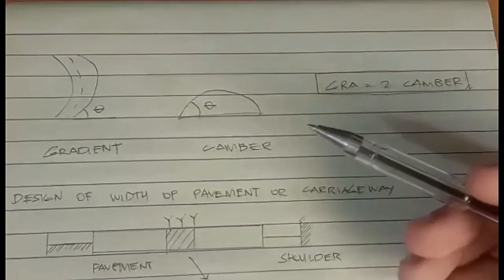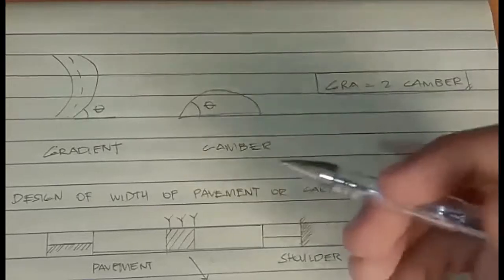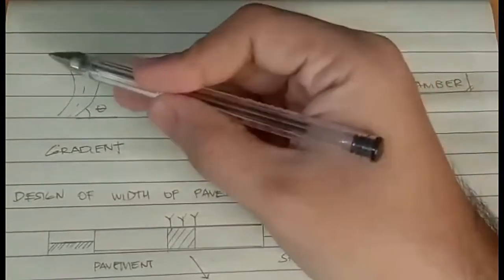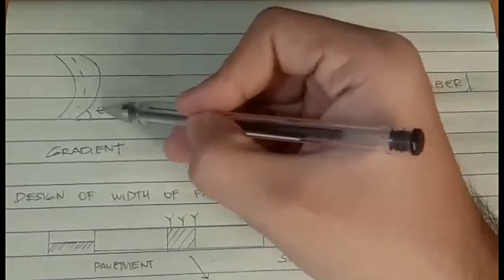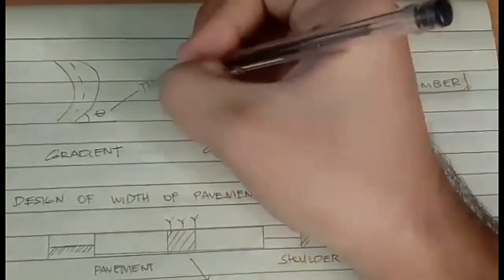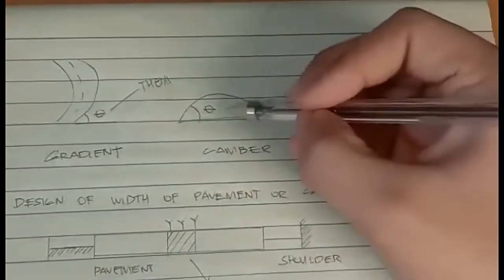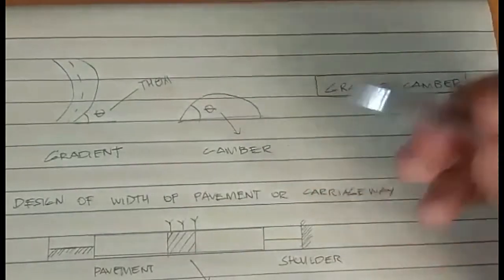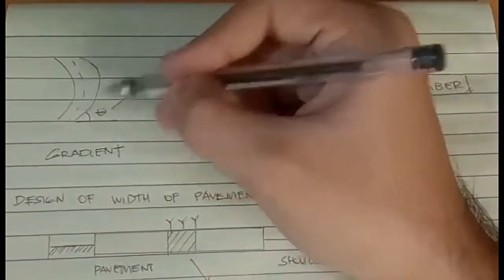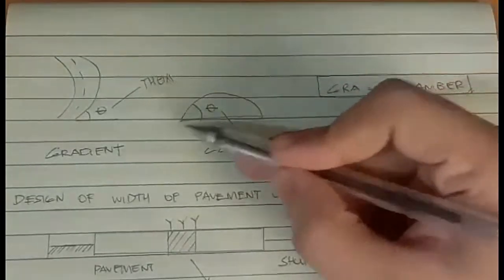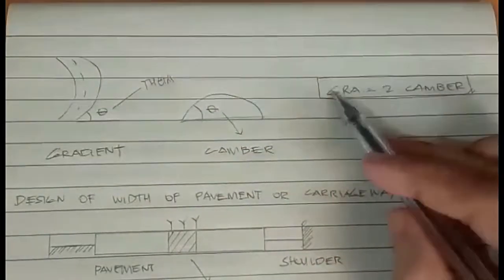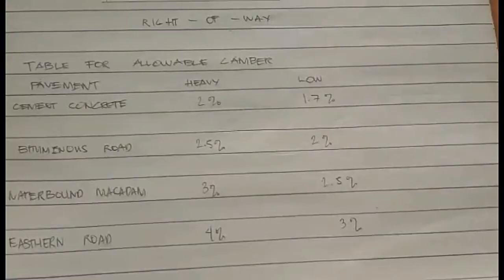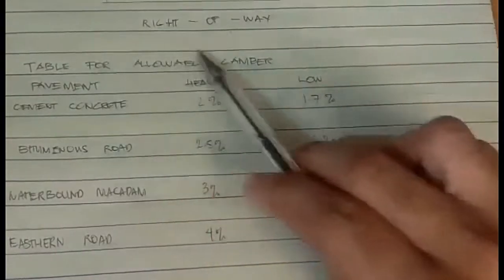But talking about gradient, whenever the road turns out to be a vertical turn, the vertical height is known as theta, which is gradient, and the vertical slope, which is provided as theta, is known as camber. So this is our highway going up as a gradient, and this is our camber, which is in terms of theta. So gradient is equal to twice of the camber.